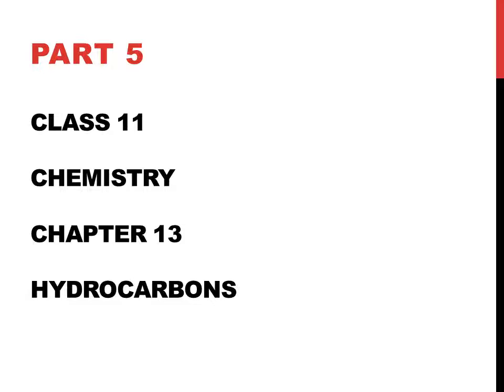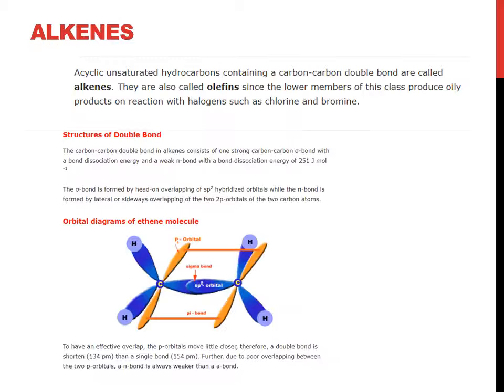Hello students, today we are going to start with the fifth part of chapter 13: Alkenes. Today's topic is alkenes. Acyclic unsaturated hydrocarbons containing a carbon-carbon double bond are called alkenes. They are also called olefins, since the lower members of this class produce oily products on reaction with halogens such as chlorine and bromine. That's why they are called olefins.